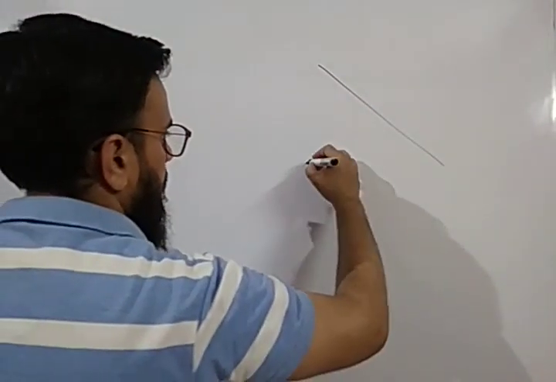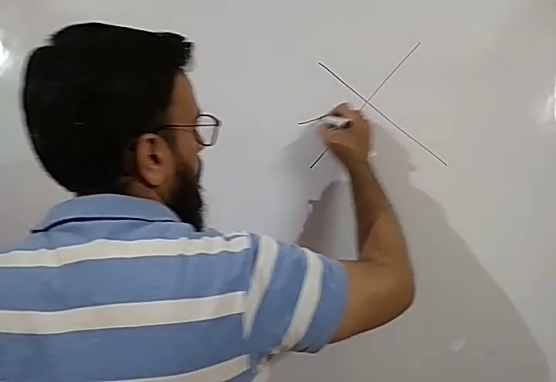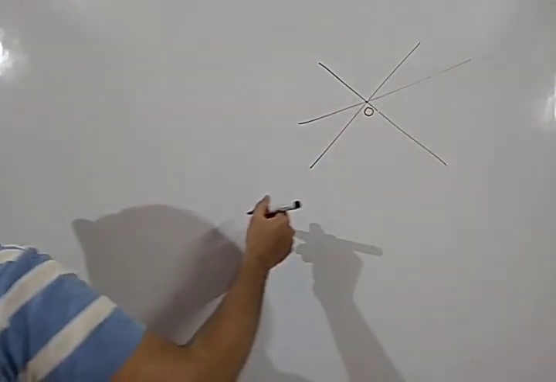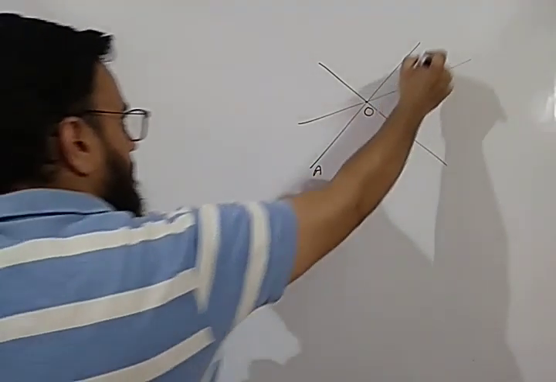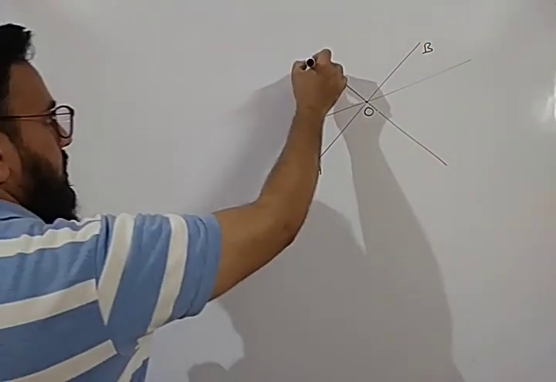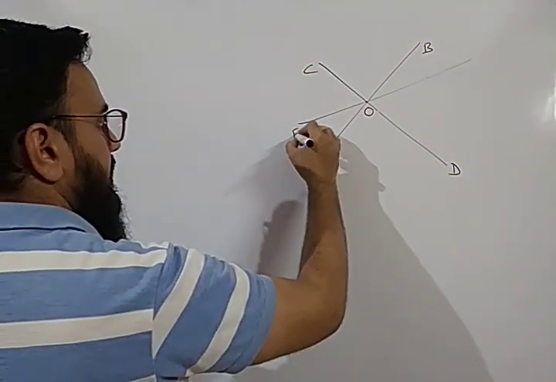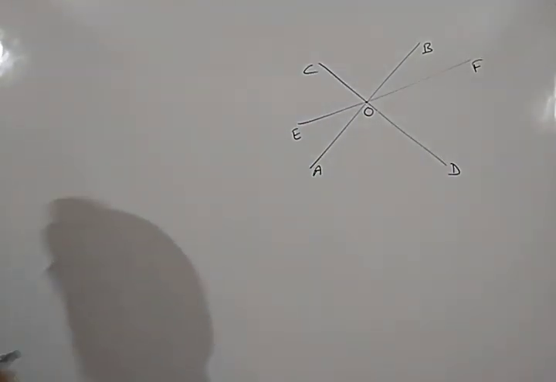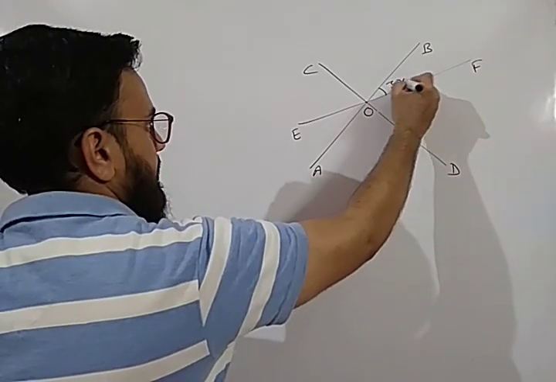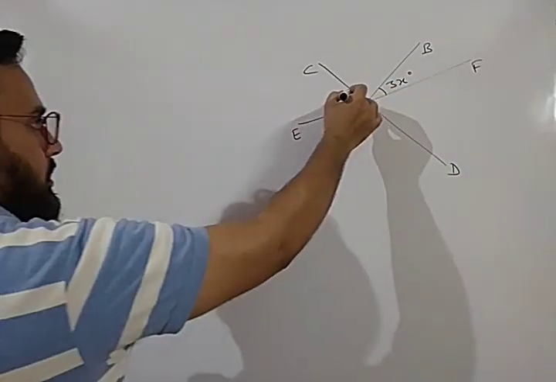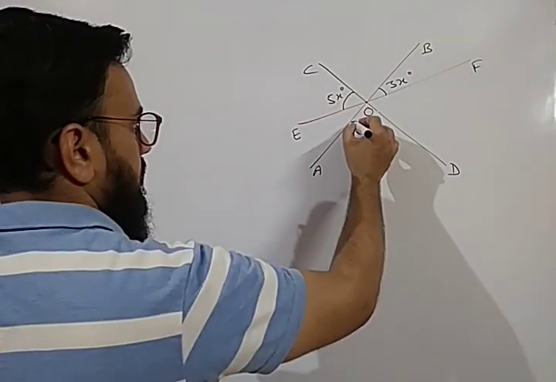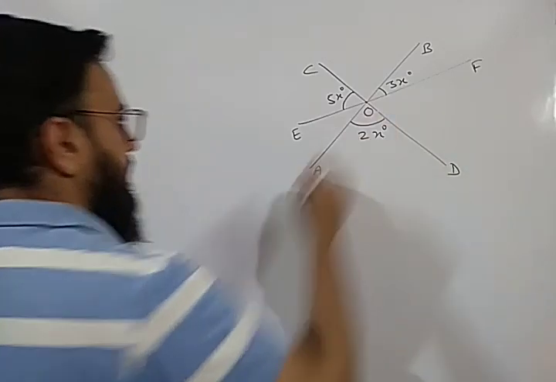So we are given these rays. This is point O, A, B, then C, D and E, F. This is the given question. This angle is given 3x degree, this angle is 5x degree, and this angle is 2x degree.